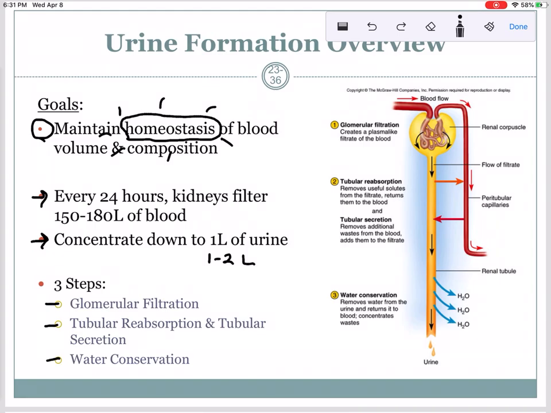So what does that mean? That means that 148 to 178 liters of fluid is reabsorbed. So the kidneys filter so much, and because the body likes to recycle and reuse what it can, the kidneys are able to reabsorb a lot and reuse it for the body. And we only pee out under normal circumstances a very small amount.